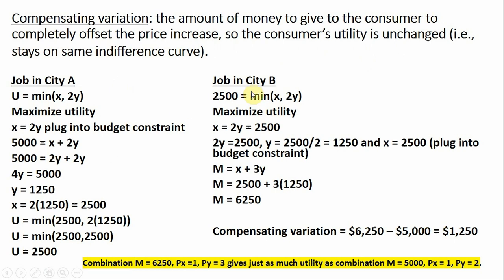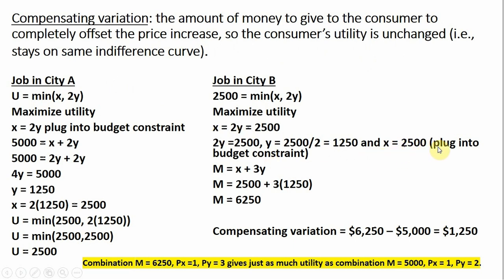Moving on to city B, where we have a slightly different price structure. We're going to first set the utility function in city B equal to 2,500, and then we're going to maximize utility. So we take what's in parentheses and set it equal to 2,500. So 2Y equals 2,500, or Y equals 1,250, and X equals 2,500. So just X equals 2,500 directly.